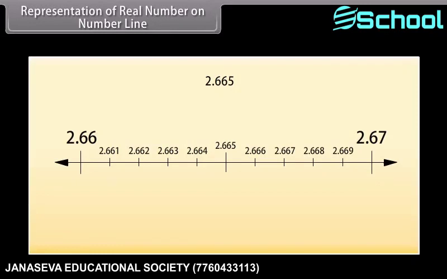Let us focus on this portion of the line and imagine dividing the portion into 10 equal parts. The first part represents 2.661. The second part represents 2.662 and so on. 2.665 is the fifth mark in these subdivisions. This process of visualization of representation of numbers on the number line is called the process of successive magnification.